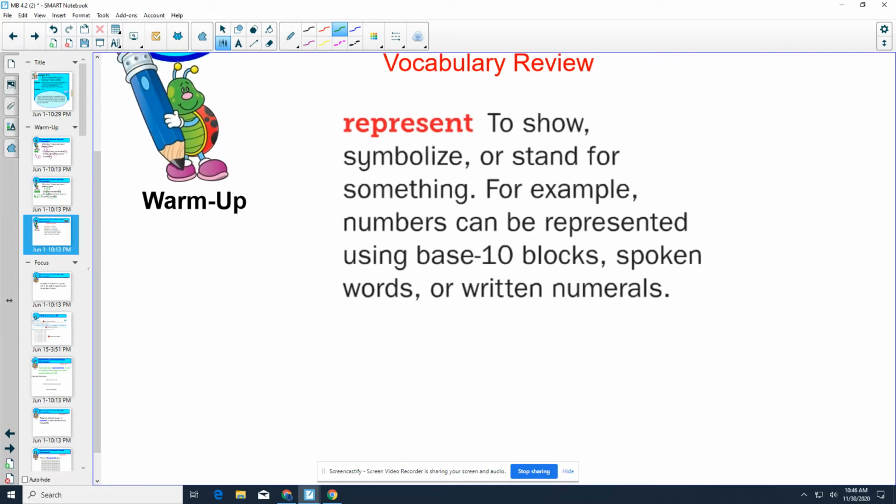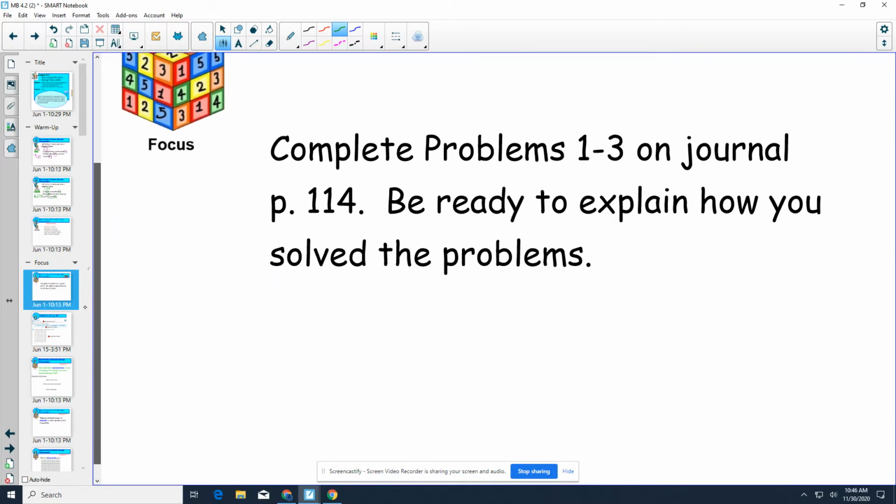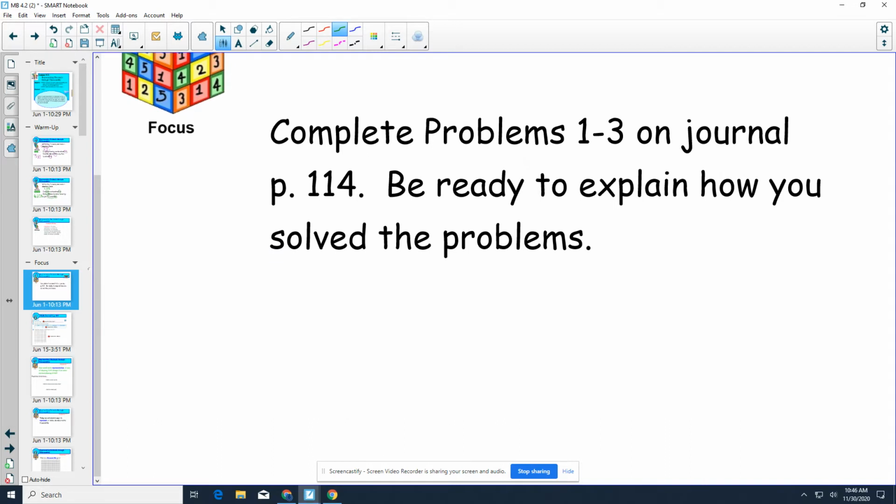So today we're going to represent decimals by showing, symbolizing, or standing for something. For example, numbers we represent using base 10 blocks, spoken words, or written numerals. So we're going to use some of those today to represent our decimals. So the first thing you want to do is complete problems 1 through 3 in your math journal on page 114. So at this point, you want to pause the video and complete those. So take a minute, complete those, and when you're done, resume the video.